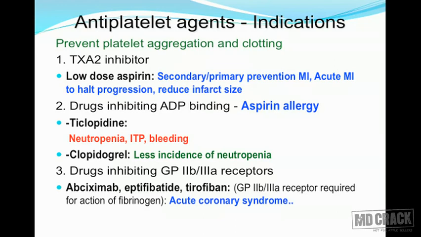So just have an overview. Antiplatelet agents, major drug which is used is aspirin. If aspirin cannot be used, clopidogrel, and in acute coronary syndrome, apixaban or the other GP2B3A antagonist.